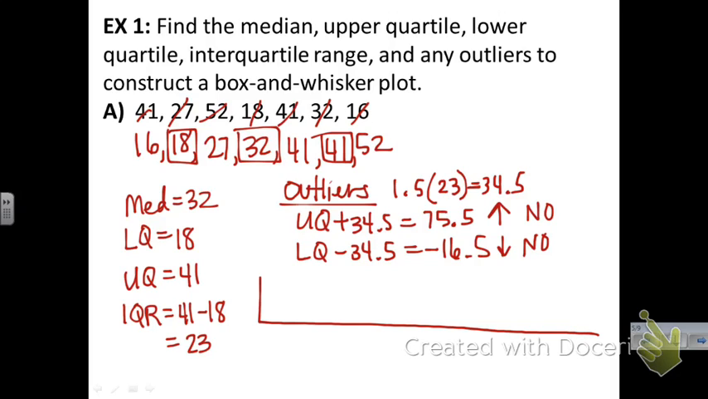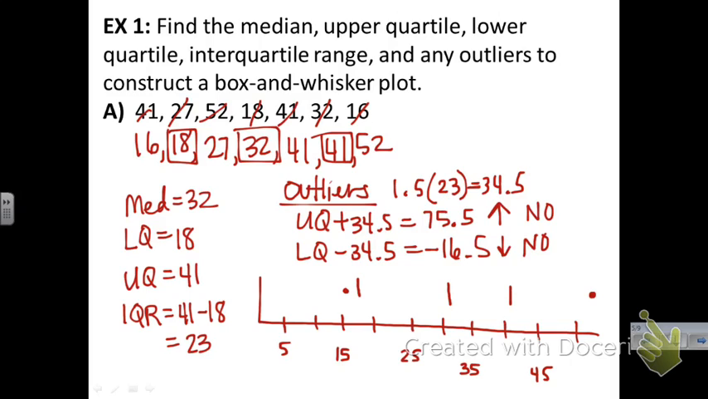I'm going to go by 5s. And then the first value that we graph is our smallest value, and our smallest value is 16. I graph it by putting a dot there. Then you graph your next value, which was 18, and it is my lower quartile, so I'm going to put a bar. The next value I graph is the median, which was 32, and I graph it with a bar as well. After that, we graph 41, and then our greatest value was 52.